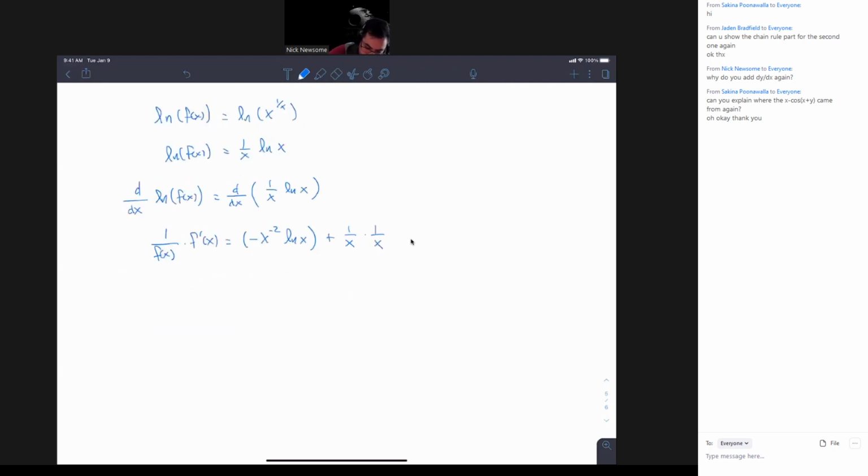Okay, now I'm trying to find f prime, which is sitting right here. So to solve for it, I need to multiply f of x to the right-hand side. So f prime of x is going to be f of x multiplied by minus x to the minus 2 times natural log of x plus 1 over x squared. And this is where, right, trying to simplify things is really not a good idea. And I already know what f of x is because they told us. So we'll just make that replacement.